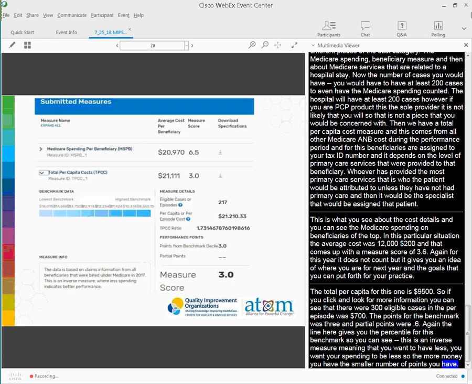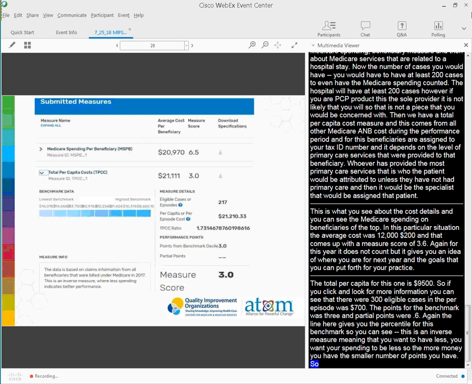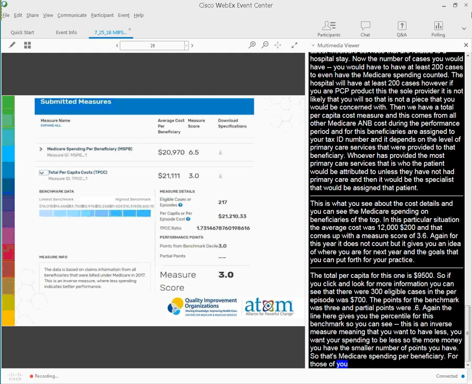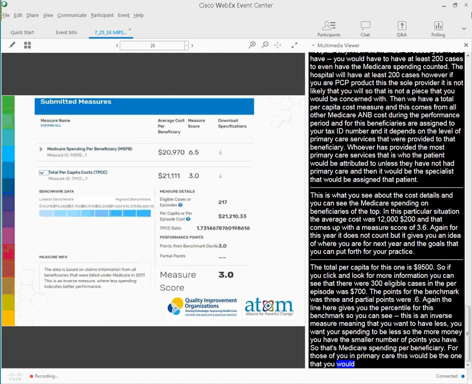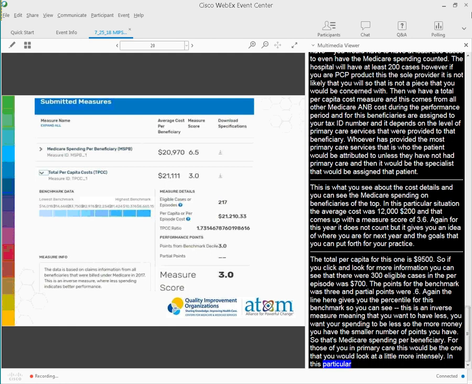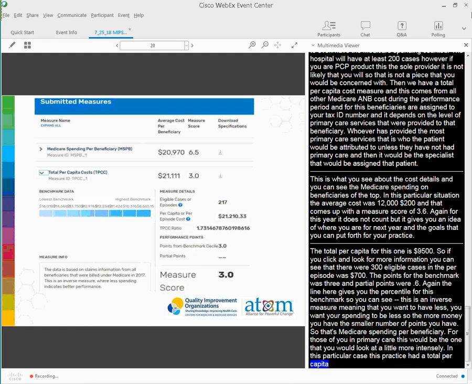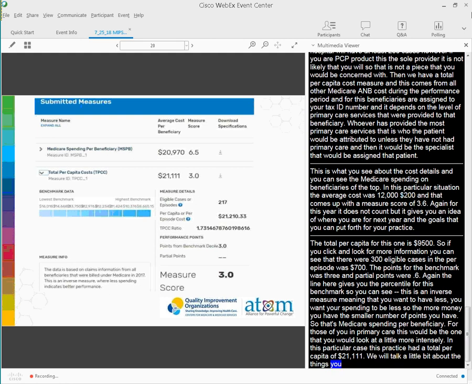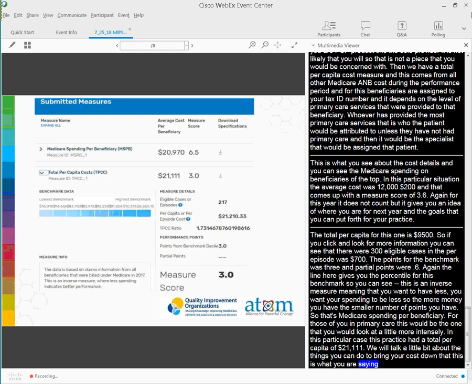And then for those of you in primary care, this would be the one that you would look at a little more intensely. So in this particular case, this practice had a total per capita of 21,111, and it gave them 3 points. And we'll also talk a little bit about the things that you can do to bring your costs down, but this is what you're seeing on the cost piece of your performance report.